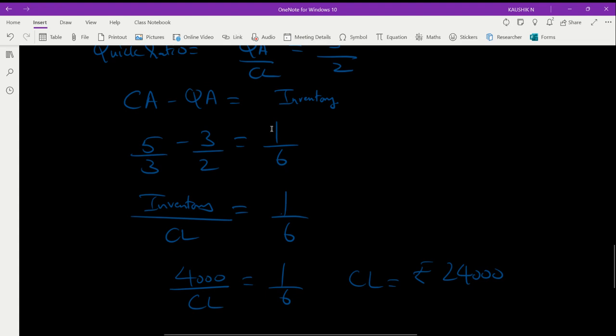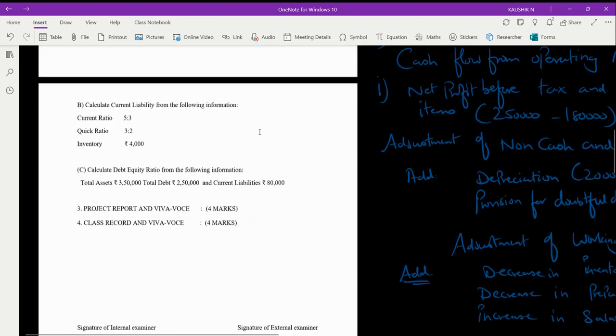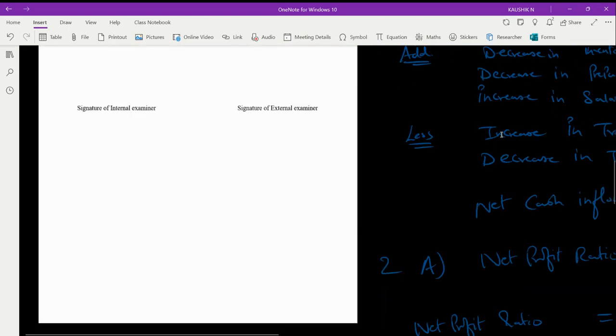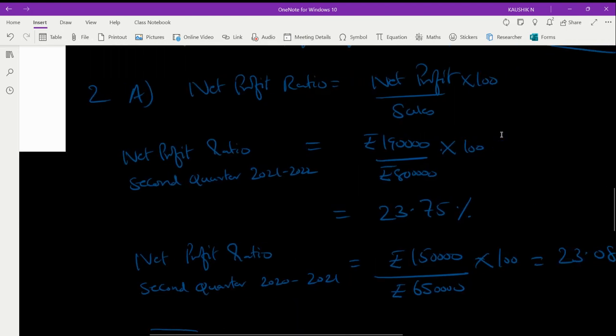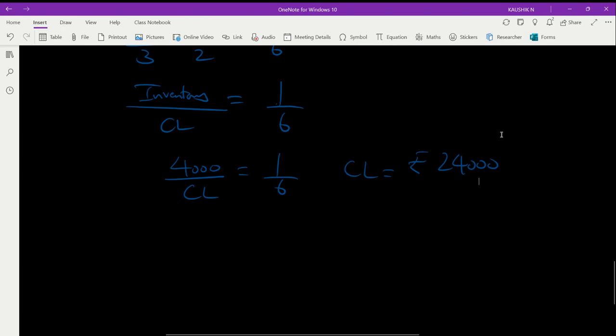Is it clear to you? 4,000, from where you are getting it? From the question only I will derive the value of 4,000. Inventory they given 4,000. So that's what I am substituting to get the value. Any doubt up to this? Any doubt to anyone?